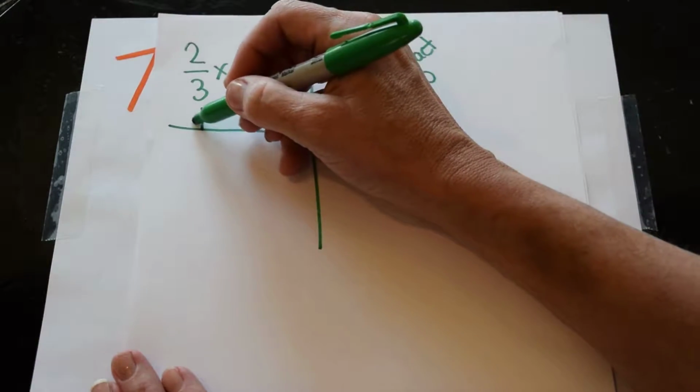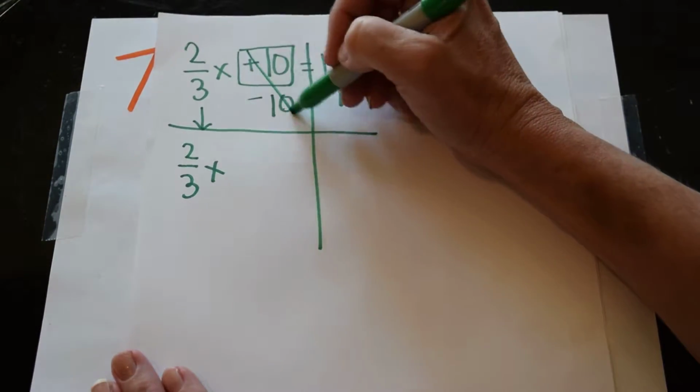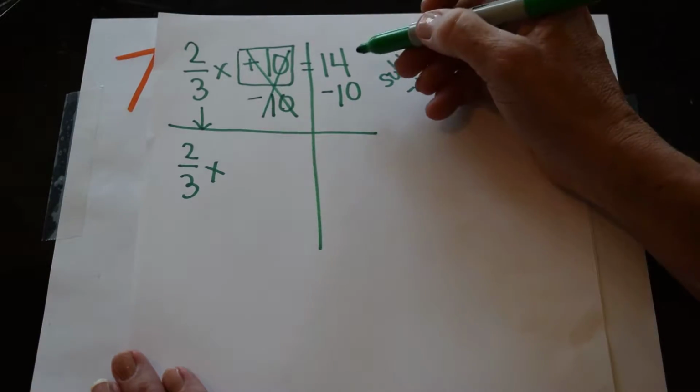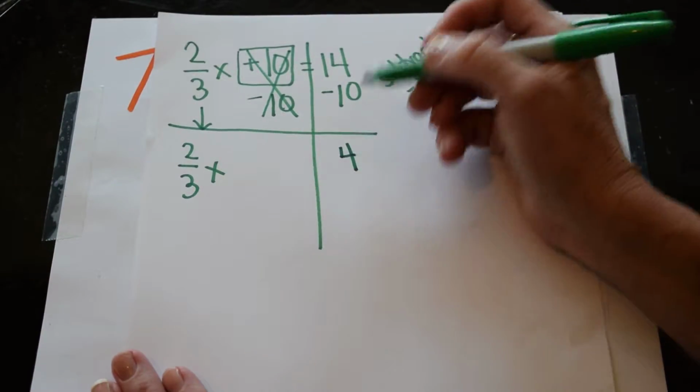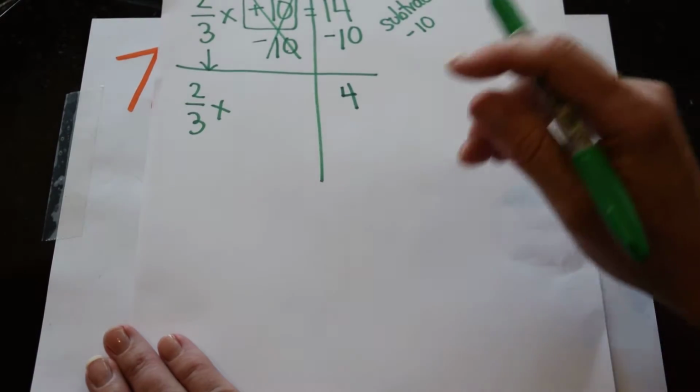We're going to bring down our leftovers. We have a 2/3 x left over. 10 minus 10 is going to be 0, so it goes away. 14 minus 10 is going to give us 4. Now we've got to deal with that pesky little fraction. We've got that 2/3 x.